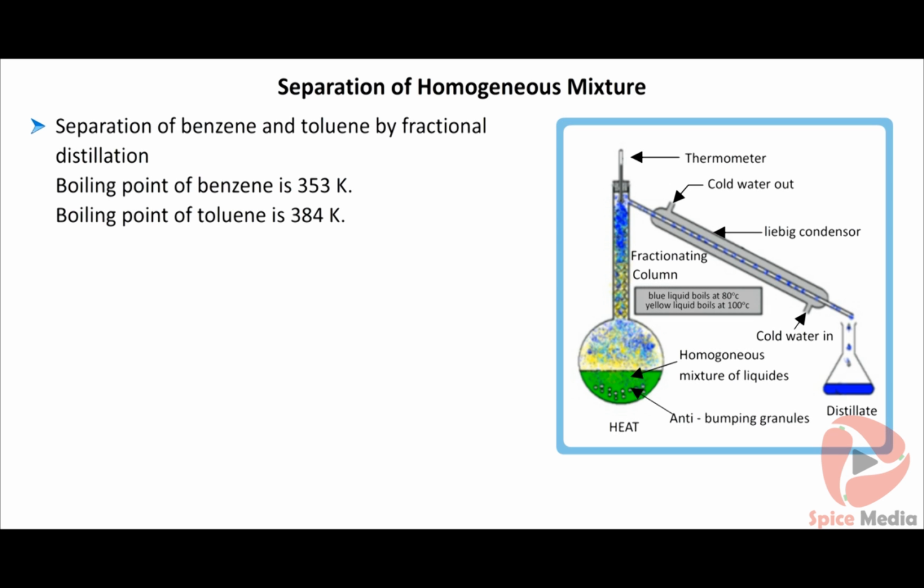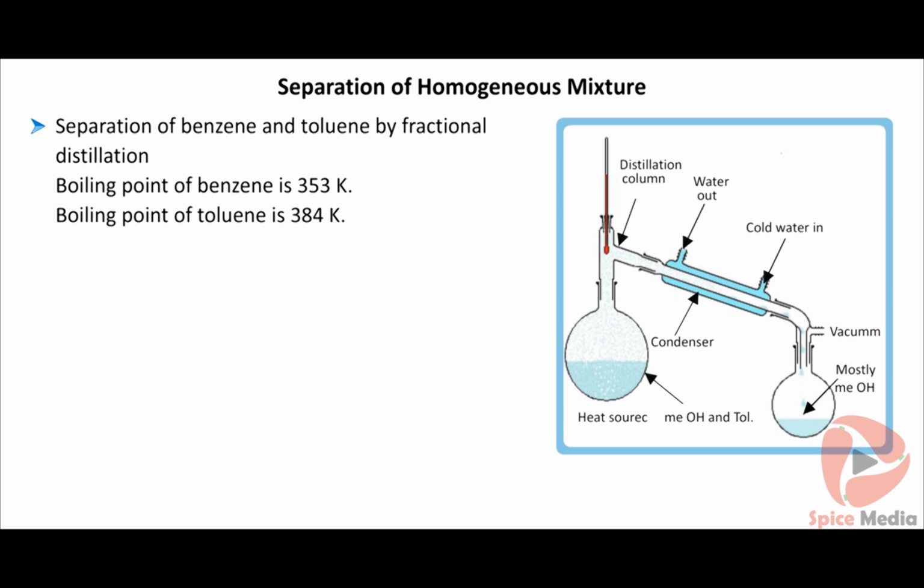Separation of benzene and toluene by fractional distillation. Both the liquids are miscible with one another. They can be separated by fractional distillation. Boiling point of benzene is 353 K. Boiling point of toluene is 384 K. The difference in their boiling point is 31 K.